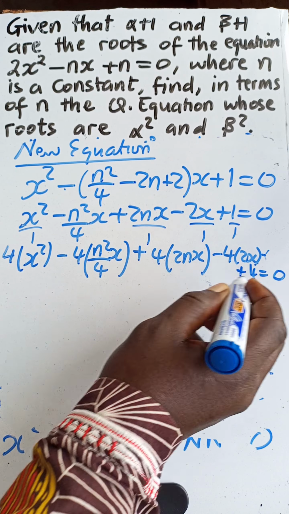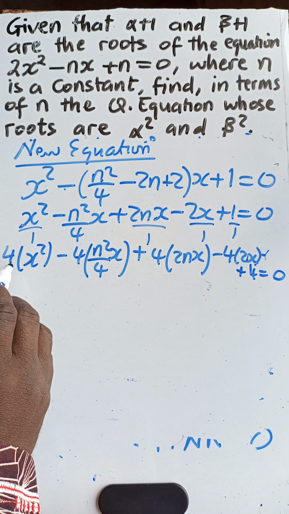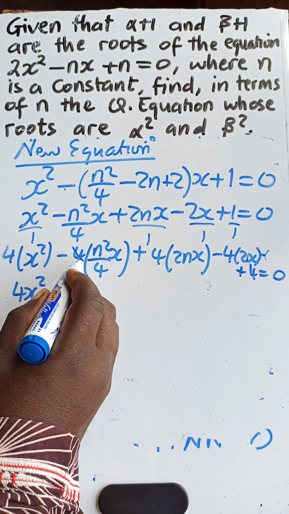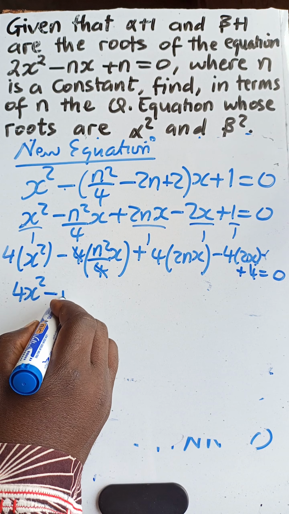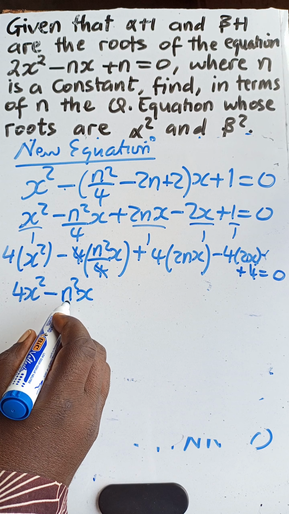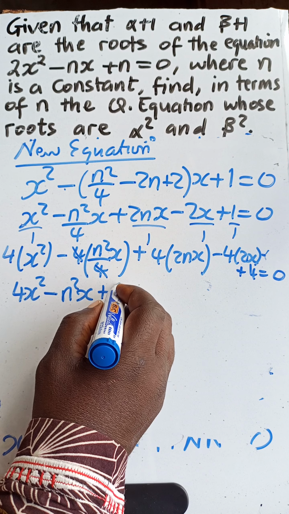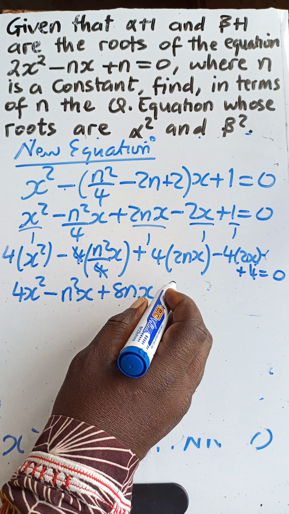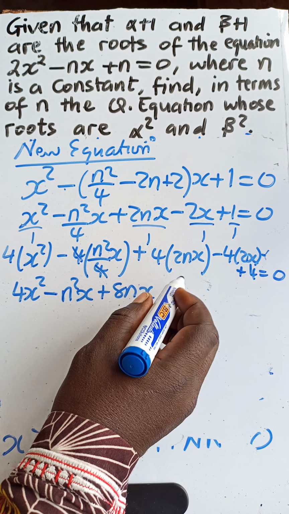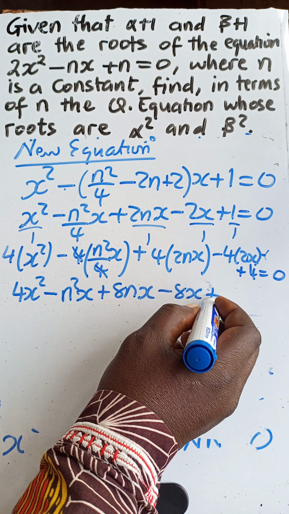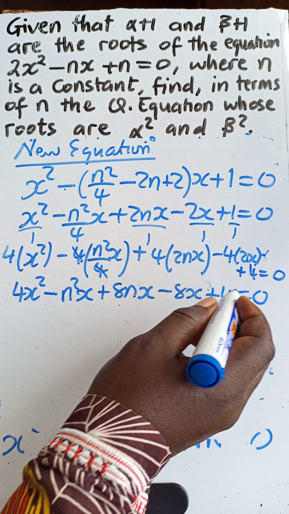So 4x squared is going to have 4x squared. This 4 cancels here. You have minus n squared x. 4 multiplied to 2n gives us 8nx. And then negative 4 multiplied to 2x gives us negative 8x. Then plus 4 equals 0.